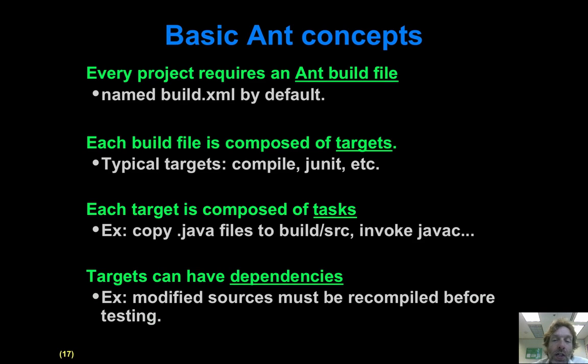And then you hook these targets together by the specification of dependencies. And so if before you run JavaDoc, you want to make sure that the system compiles, you can make the JavaDoc target depend upon the compile target, and then when you run JavaDoc, Ant will ensure that the compile target is satisfied before it goes off and does the JavaDoc target. Similarly, if you want to make sure that the system compiles before you run tests, you can make the JUnit target also depend upon the compile target, and then those dependencies will be satisfied.